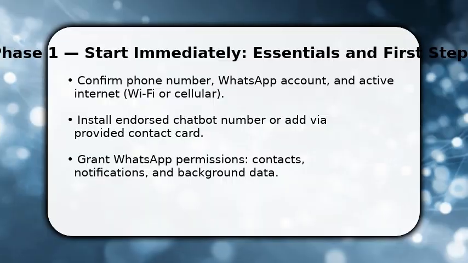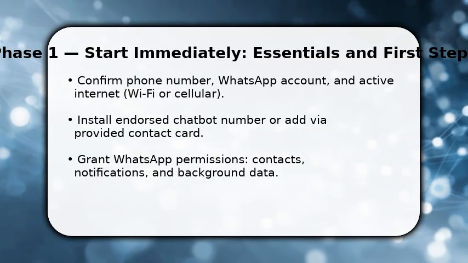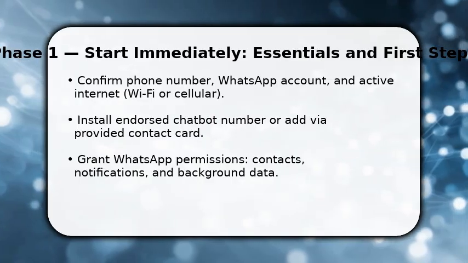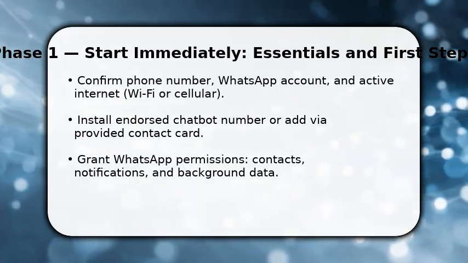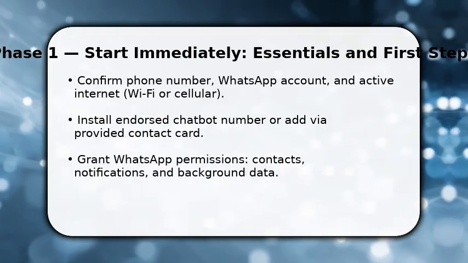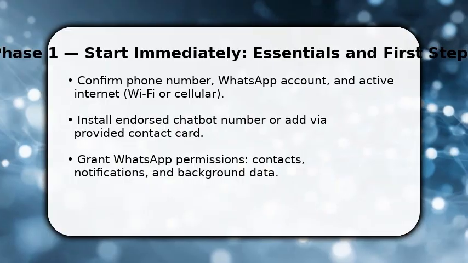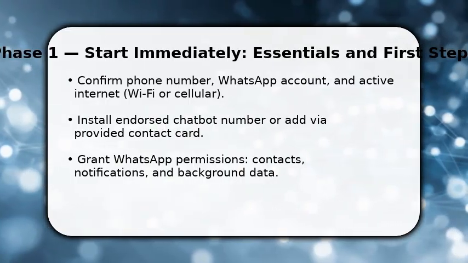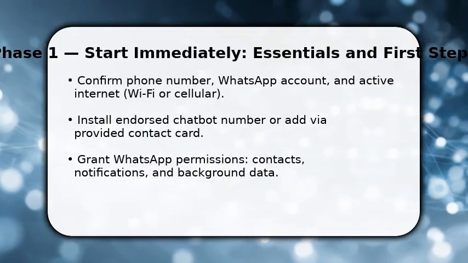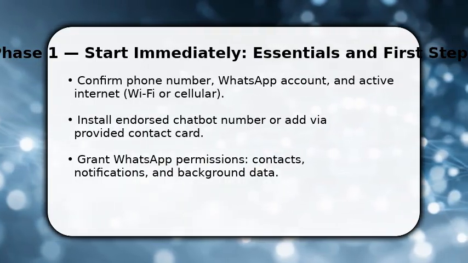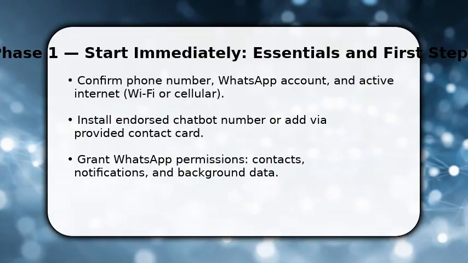Enjoy the video. You begin by verifying prerequisites: your phone number, an active WhatsApp account, and internet access. Once done, add the chatbot contact or scan the provided QR to open a chat. This links the bot to your account. Make sure to allow notifications and contacts if prompted. This enables message previews and smoother handoffs.